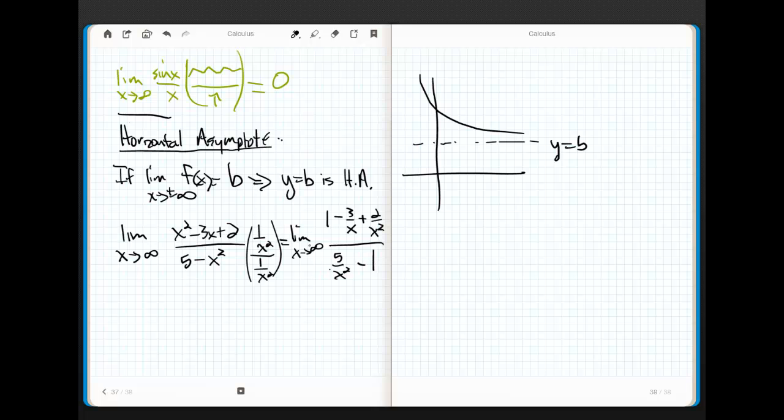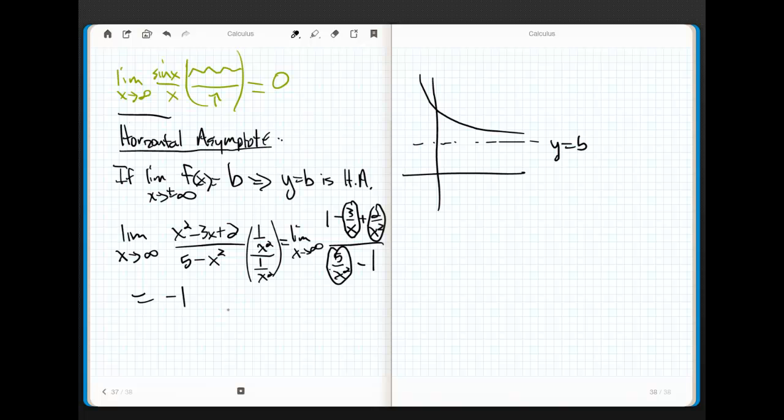Now I know that the limit of the sum is the sum of the limits. I also know that the limit of a quotient is the quotient of limits. So I basically just plug the thing in. That's what that allows me to do. Well, as x goes to infinity, this guy goes to 0. This guy also goes to 0. And this guy also goes to 0. Right? And I get -1. That's the limit.